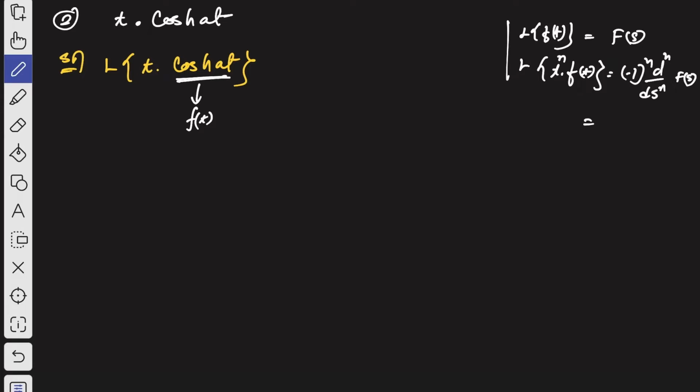As we have t to the power 1 here in this case, it's going to be simply minus d by ds of f of s, right? As n is equal to 1 in this case, because we have t to the power 1, if you see here, right?